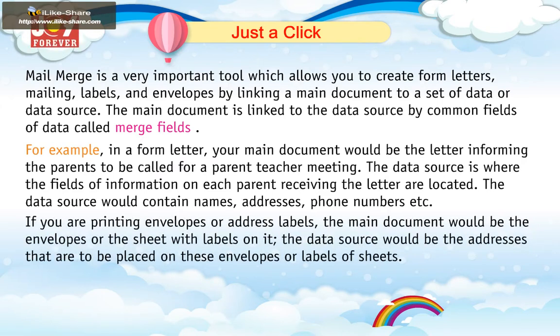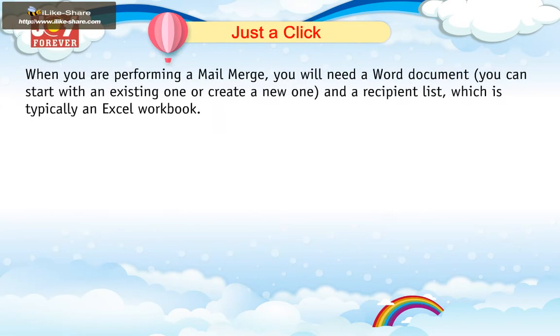If you are printing envelopes or address labels, the main document would be the envelopes or the sheets with labels on it. The data source would be the addresses that are to be placed on these envelopes or labels of sheets. When you are performing a mail merge, you will need a Word document. You can start with an existing one or create a new one. And a recipient list, which is typically an Excel workbook.